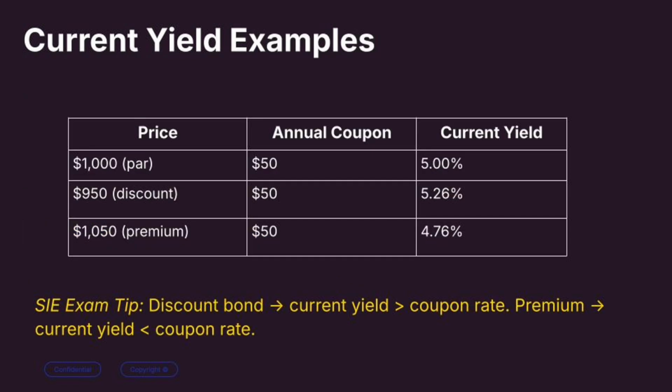Let's see this pattern clearly. At par, $1,000, a $50 coupon gives you exactly 5%. Buy that same bond at a discount for $950 and current yield rises to 5.26%. Pay a premium at $1,050 and current yield drops to 4.76%. The relationship is inverse. Lower price means higher yield. Higher price means lower yield.